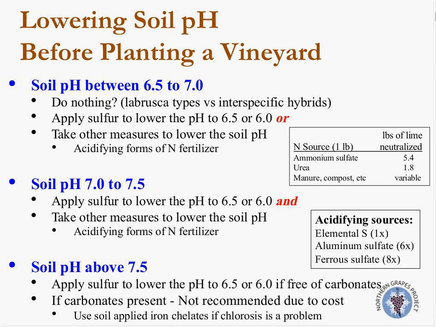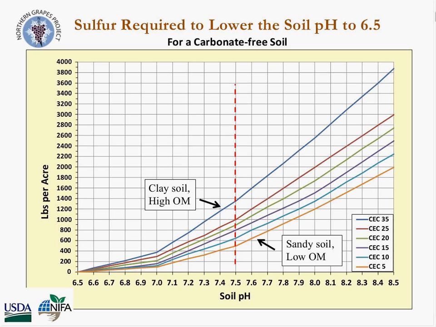Of acidifying the soil, again, the amount to apply is going to depend on your soil texture and how much organic matter you have. The higher the amount of clay and the higher the organic matter, the more elemental sulfur you'll need to apply. So for example, at a pH of 7.5, you'd need about 1,400 pounds on a clay soil, whereas in a sandy soil, you'd need a little over 400, maybe 400 to 500 pounds. So the amount of elemental sulfur to apply will depend on your texture and organic matter content.